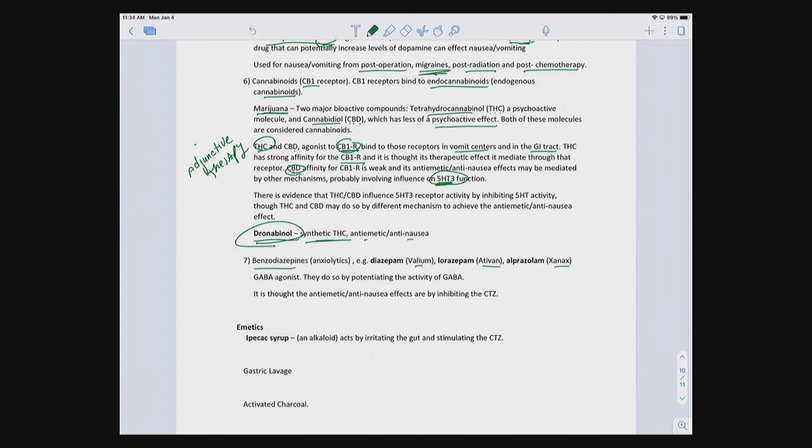The mechanism by which benzodiazepines help with nausea and vomiting is not totally clear. Last time when we talked about all the various receptors in the vomit center, the central trigger zone, I don't think I mentioned GABA. I did not mention all the neurotransmitters and receptors involved, just the major ones. But there are GABA receptors in those areas, and the benzodiazepines interact with them to help tap down or attenuate nausea and vomiting.